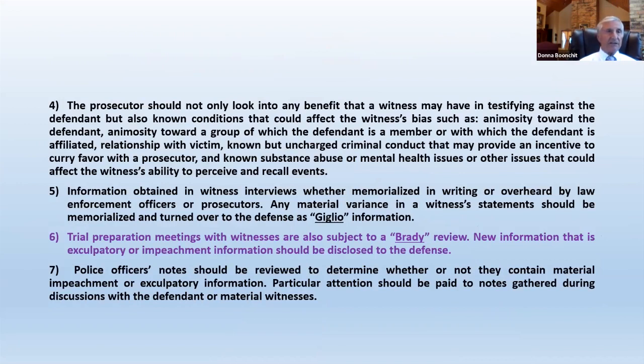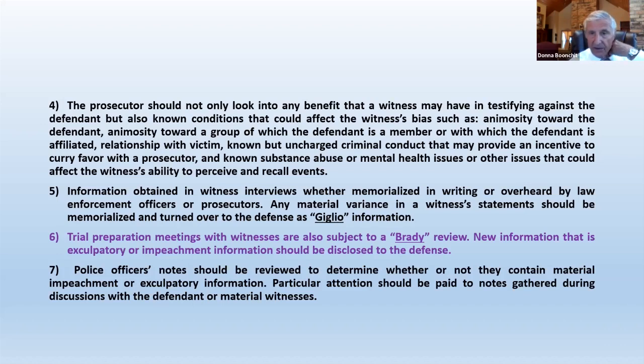Number 4, the prosecutor should not only look into any benefit that a witness may have in testifying against the defendant, but also known conditions that could affect the witness's bias, such as animosity toward the defendant, animosity towards a group of which the defendant is a member or with which the defendant is affiliated, relationship with the victim, known but uncharged criminal conduct that may provide an incentive to curry favor with a prosecutor, and known substance abuse or mental health issues or other issues that could affect the witness's ability to perceive and recall events. Information obtained in witness interviews, whether memorialized in writing or overheard by law enforcement officers or prosecutors.